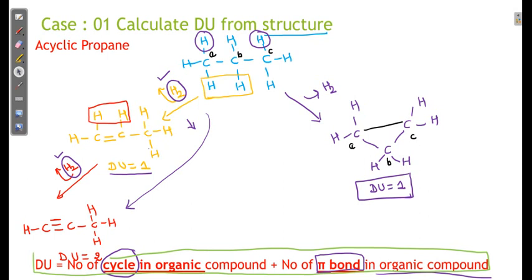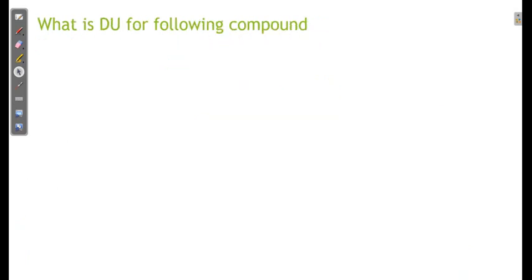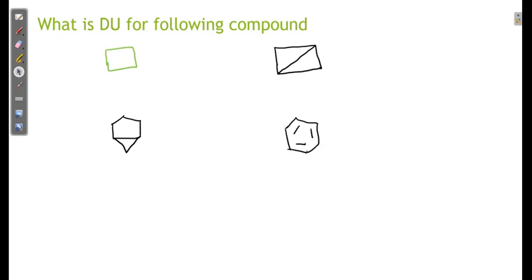Now we will see this example. Let us go ahead. What is the DU of the following compounds? It is not written here, but I can say: what is the DU of the following compounds? Suppose I have one compound like this. Then I have another compound like this. I have another compound like this. I have another compound, the structure could be like this. Now we have to calculate the degree of unsaturation from the given formula.